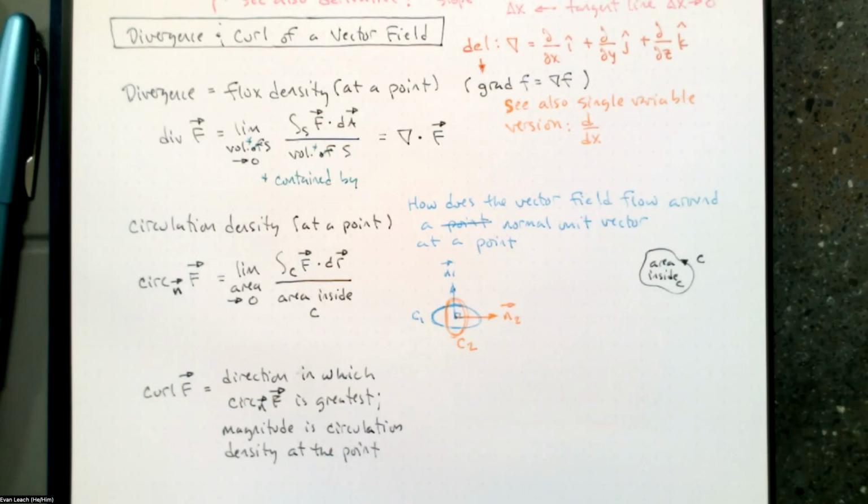Curl is very much like gradient. It's a direction telling you which way to go for maximum circulation. Just like the gradient is the direction to go for maximum increase. And the magnitude of the gradient is the amount of increase.